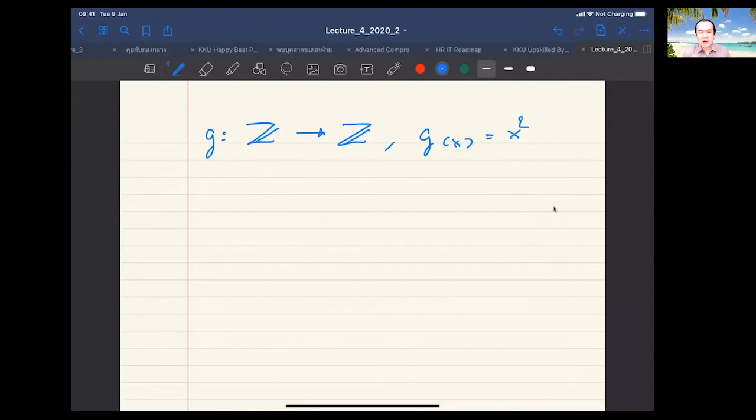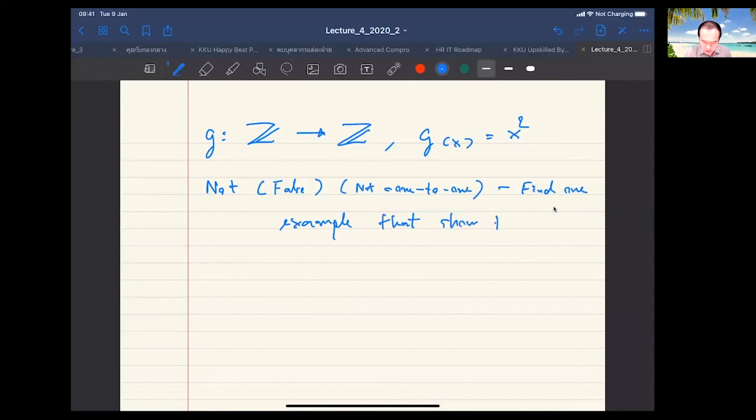Basically, as I said earlier, if you want to check if it's not 1-to-1, all you have to do is find just one example that shows that f of x equals f of y and x is not equal to y. For the g example, you have to find that g of x equals g of y, and then x is not equal to y.